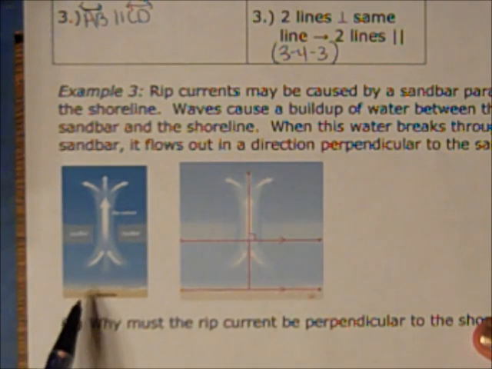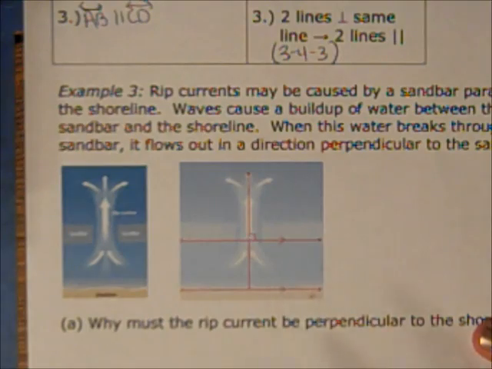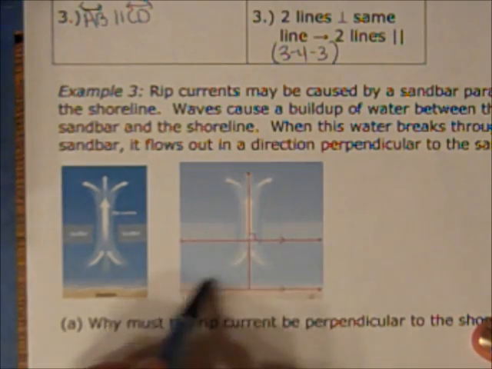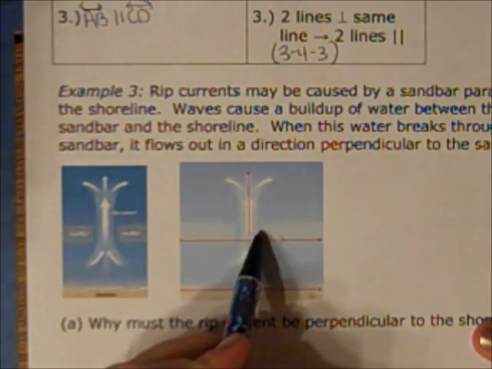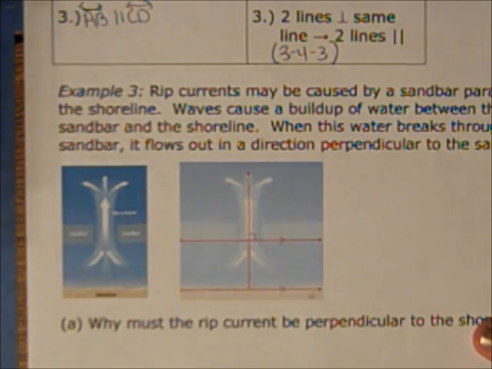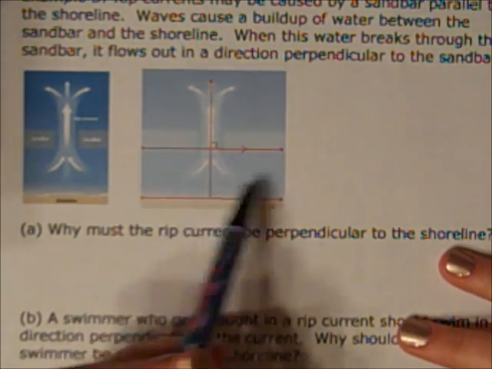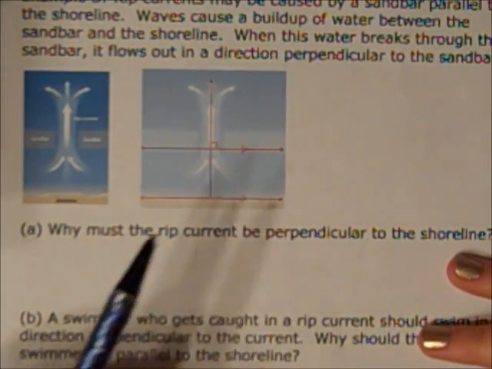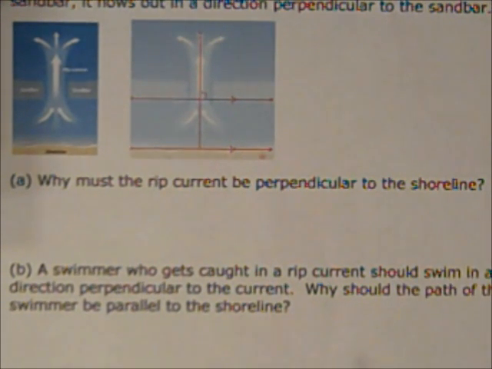Shoreline and sandbar are parallel, so we can see it marked here. And then when the water builds up, it's going to build up all this pressure in here, and it's finally going to shoot through the sandbar, and it's going to shoot through in a way that it's going to be perpendicular. Okay, rip currents are very dangerous because people can get stuck in here, and that's where people drown. So understanding them is important for lifeguards and things like that.